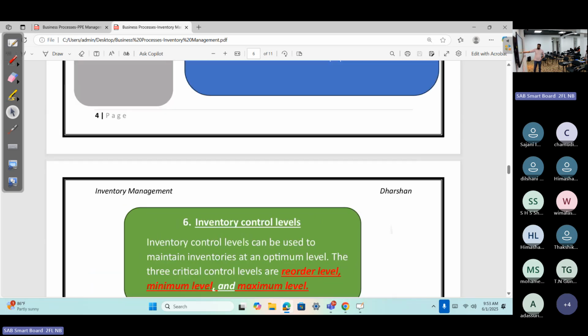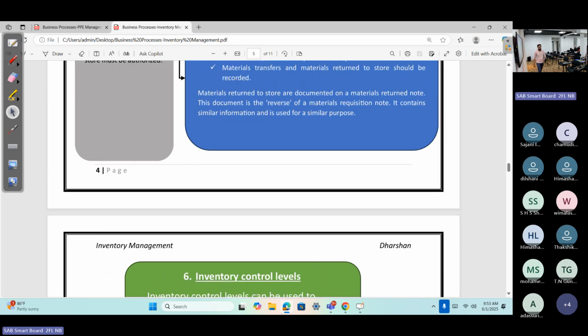Storing materials also we have covered. Issuing materials also covered. Third most important is control levels. Inventory level should be controlled. So here only we are going to discuss. If 100 demand is there, you can't keep 80 items. At the same time, you can't keep 150 items either. You have to maintain the middle.